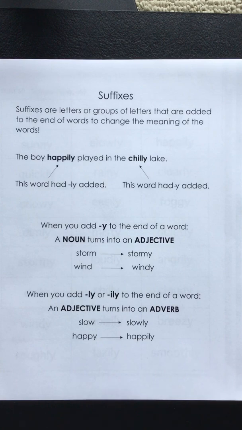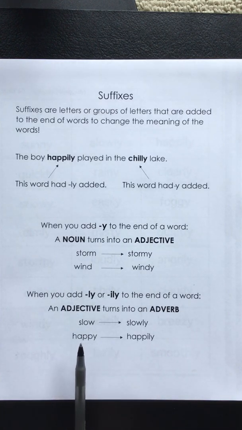How would I use that in a sentence? I could say the turtle walked slowly across the street. Now the word slowly is describing walked, which is a verb. And we know that adverbs can describe verbs, adjectives, or other adverbs. Let's look at the word happy. Okay, so happy in this case is an adjective. If I add ly to the end, or ily, it becomes an adverb.